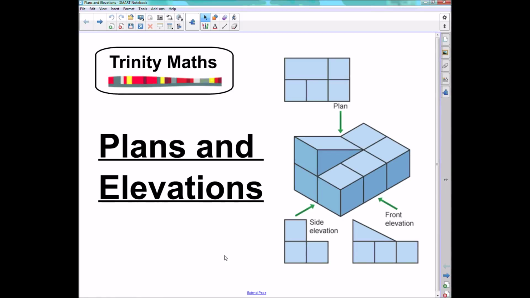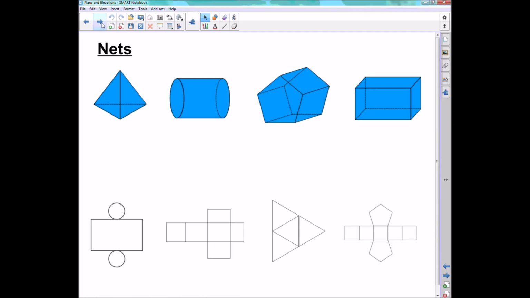This video is going to be on how to represent 3D shapes using 2D drawings, usually called plans and elevations. Okay, so before we look at plans and elevations, we're going to look first at a more common way of representing a 3D shape on a 2D piece of paper, and that is its net. Now, a net of a shape is basically all of the sides unfolded.